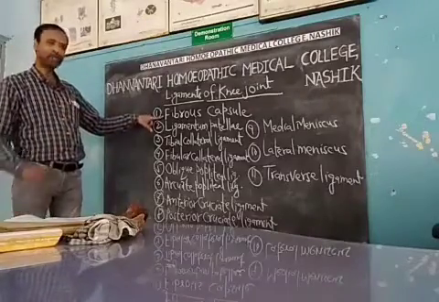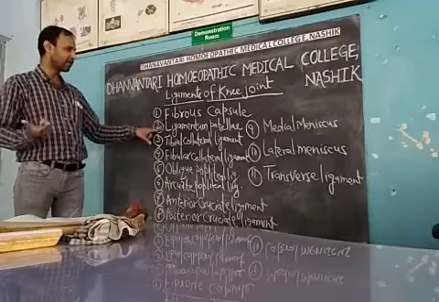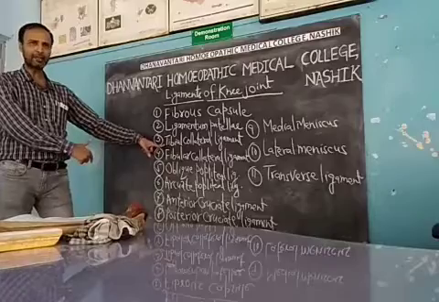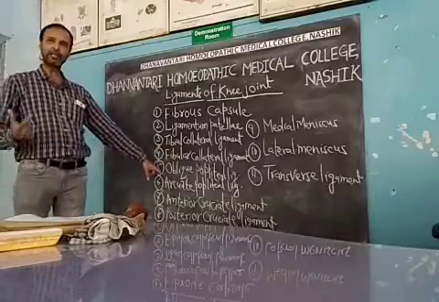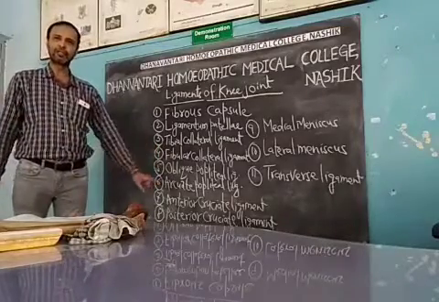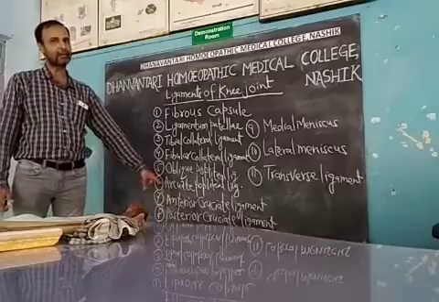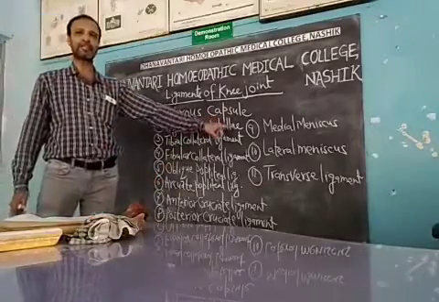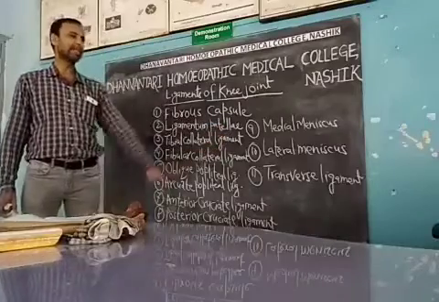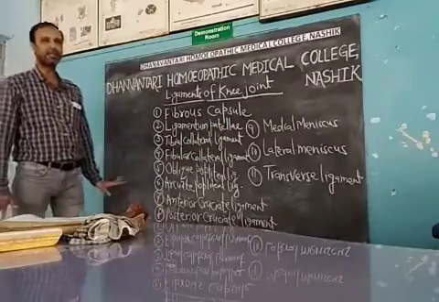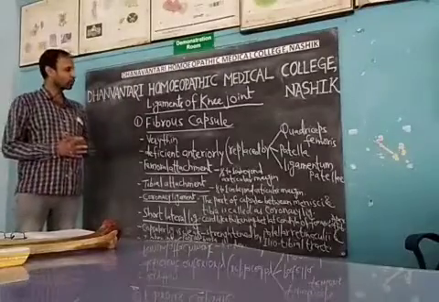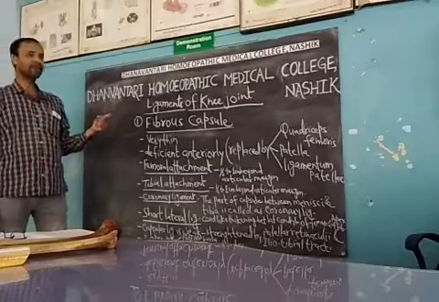I'm just revising these ligaments. Ligamentum patellae, then tibial collateral, fibular collateral ligament, then the oblique popliteal, the arcuate popliteal, then the cruciate ligaments, anterior and posterior, the menisci, lateral and medial, and the transverse ligament. So these are the 11 ligaments. Now the individual ligaments we are going to learn. First we are going to learn about the fibrous capsule.